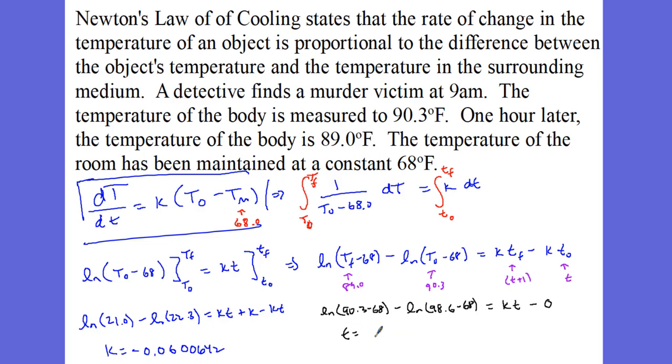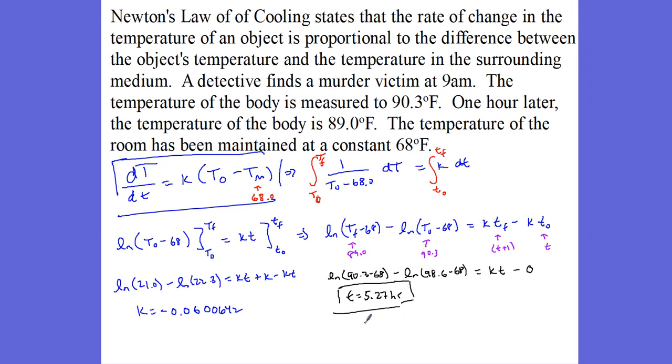And it tells me the change in the time is 5.27 hours. This dude died 5.27 hours ago. So what time is that? Well, 9 a.m., take away 5, that's 4 a.m., take away 0.27 hours out of 60, and that would be 3:44 a.m. And we've figured out that this dude died at 3:44 a.m. Murder. Using Newton's law of cooling. Something found out a long time ago using calculus.